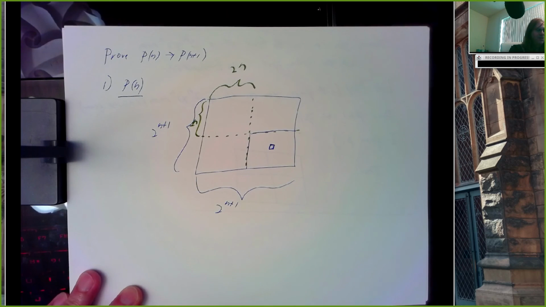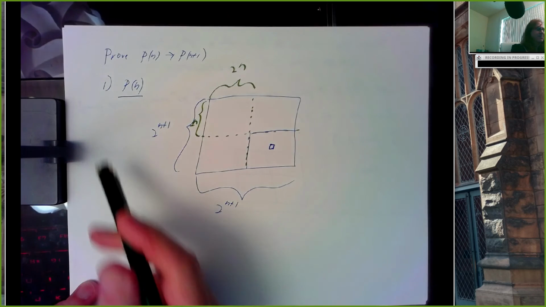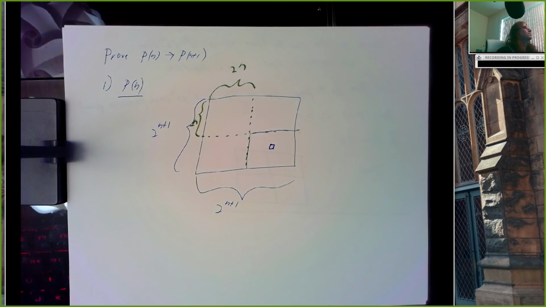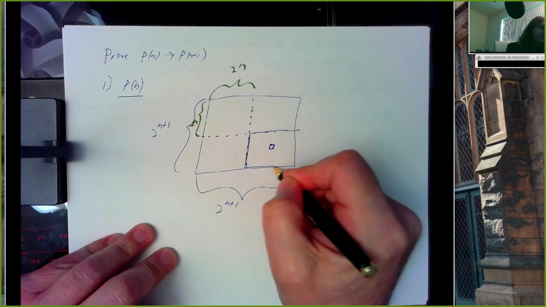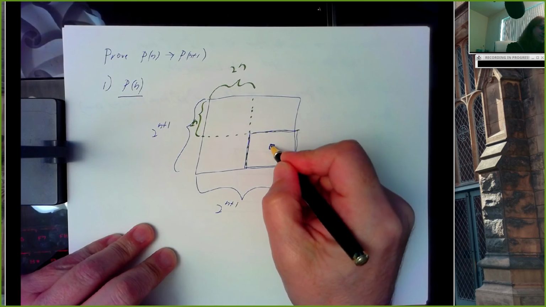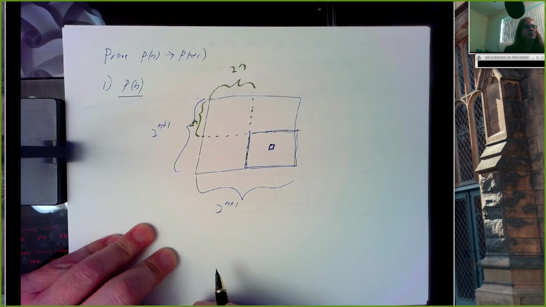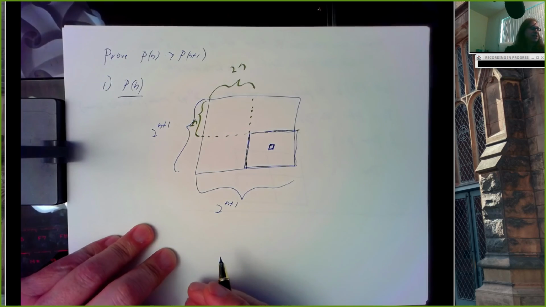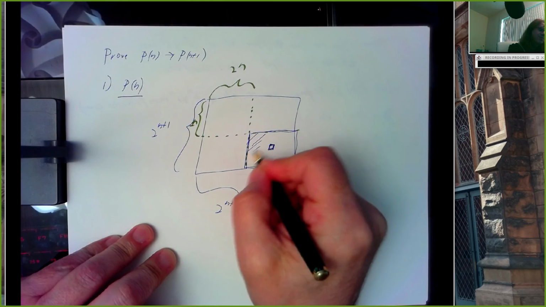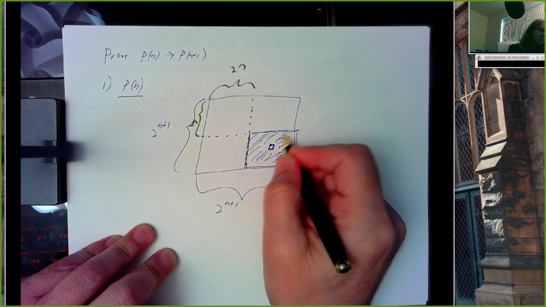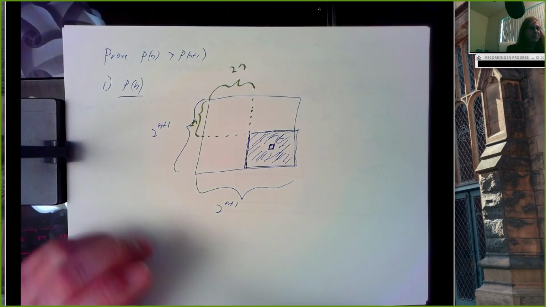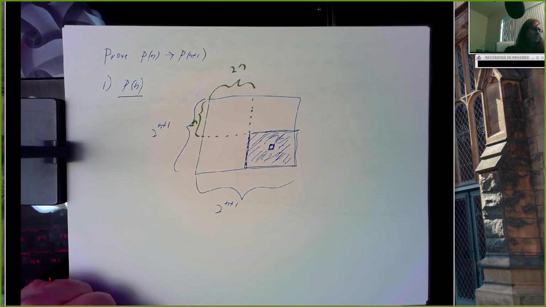I know I can do that because P of n is true, because that's the hypothesis, and I've already stated P of n is true. And P of n says if you have a room that's 2 to the n by 2 to the n, and it's missing one square, I can tile it with L-shaped pieces. So yeah, we proved the base case, so I can totally cover this floor, except for that one tile. So that part's not too bad.